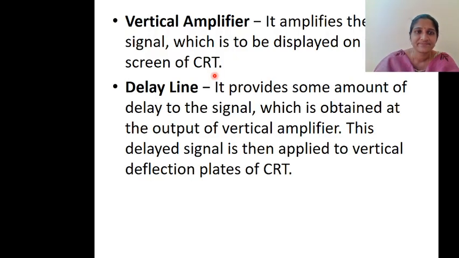Next one, delay line circuit. The delay line circuit will provide the delay required for the vertical signal. So it provides some amount of delay to the signal which is obtained at the output of the vertical amplifier. This delayed signal is then applied to the vertical deflection plates of CRT.